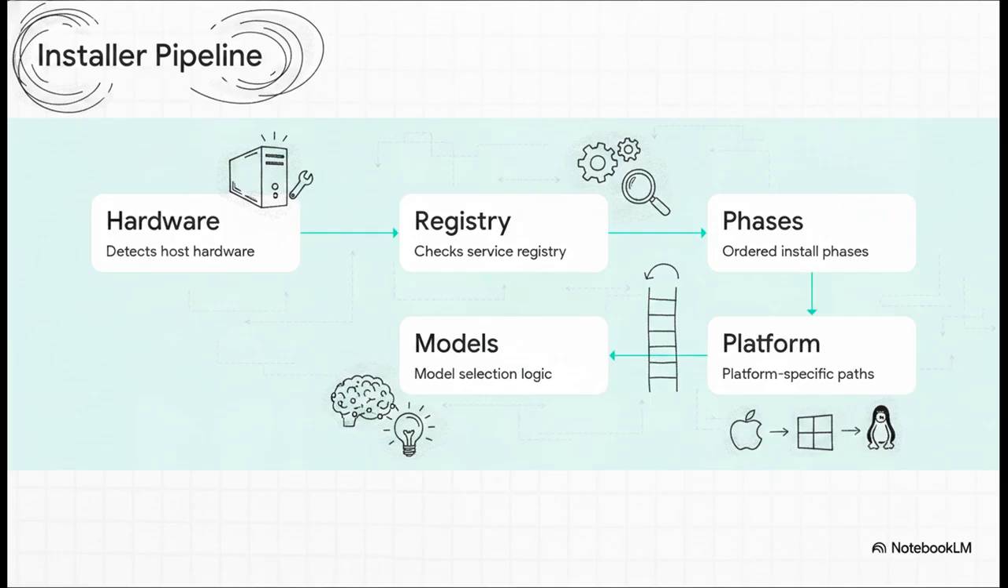First, it detects your specific hardware. Then it hits a service registry, moves through highly ordered installation phases, routes through platform-specific paths, whether you're on Mac, Windows, or Linux, and finally triggers its model selection logic. It's dynamically building your AI environment based on the exact specs of your host machine.